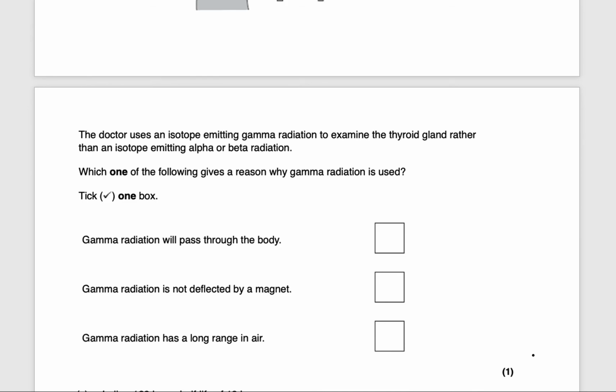Which one of the following gives a reason why gamma radiation is used? Tick one box. So gamma radiation will pass through the body, gamma radiation is not deflected by a magnet, or gamma radiation has a long range in air. So related to the question, it could have been that, but it's not related to the question. It will pass through the body for 1 mark.